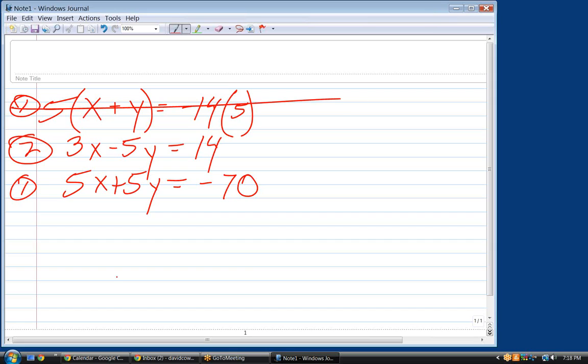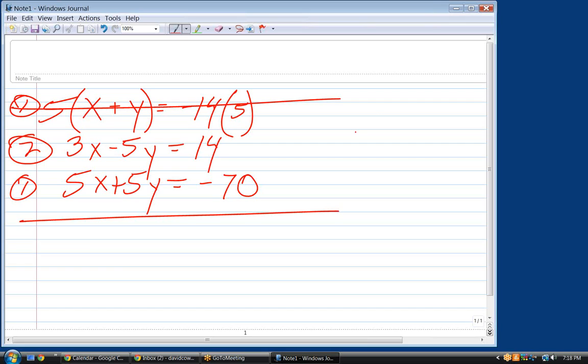In other words, that's no longer my equation 1. I've got equations 1 and 2, and now I've got it set up so that I can do what to get rid of a variable? So then you can cross out the 5y. Well, you can't just cross them out. You have to add the two equations.